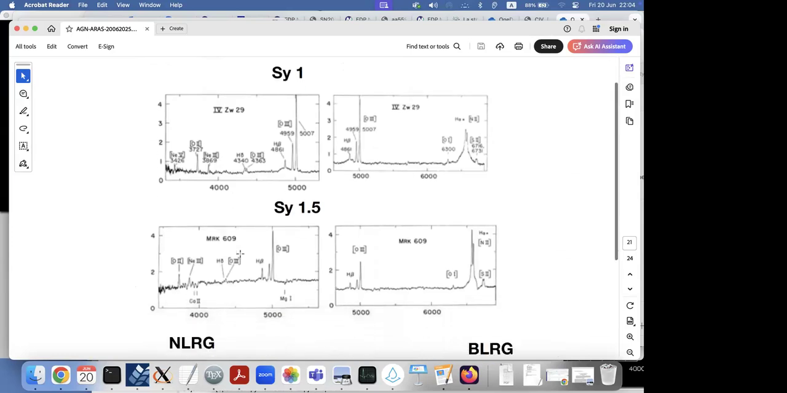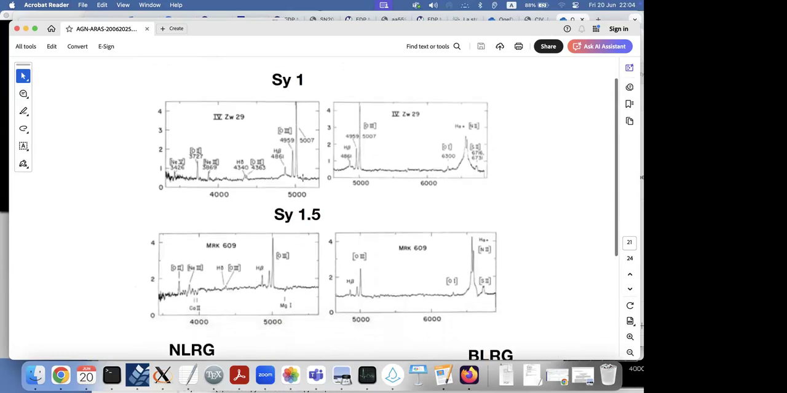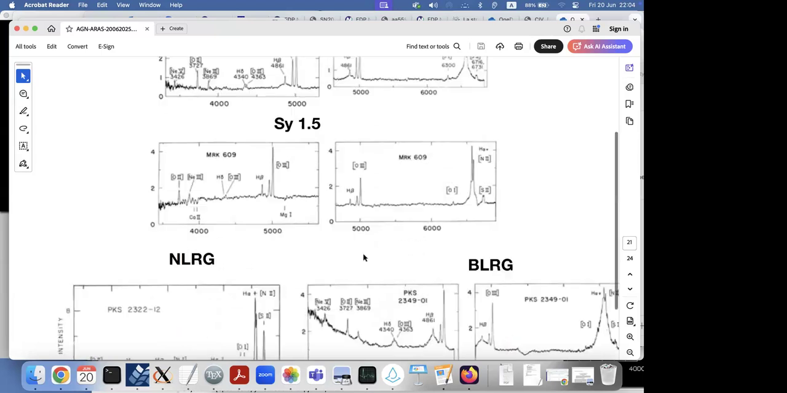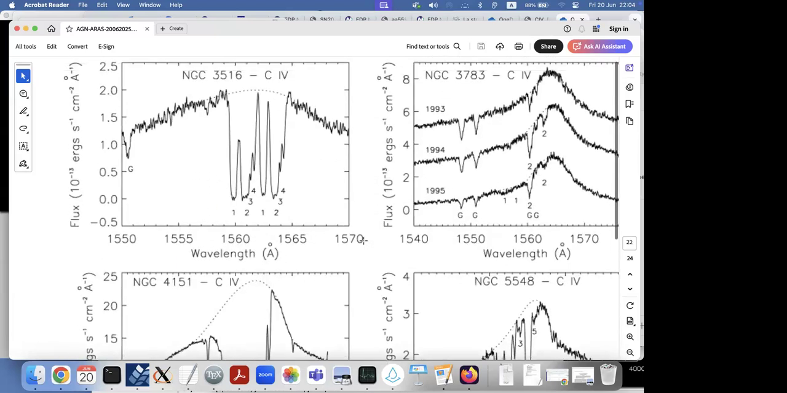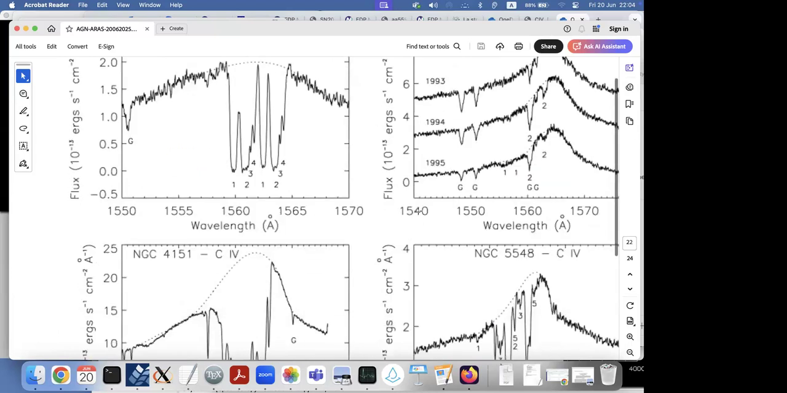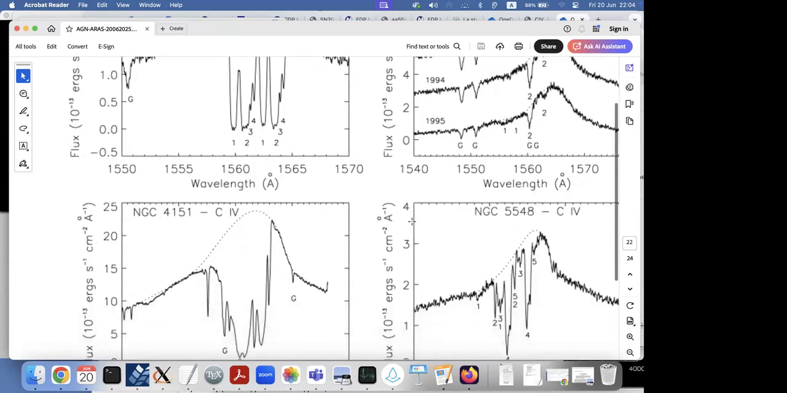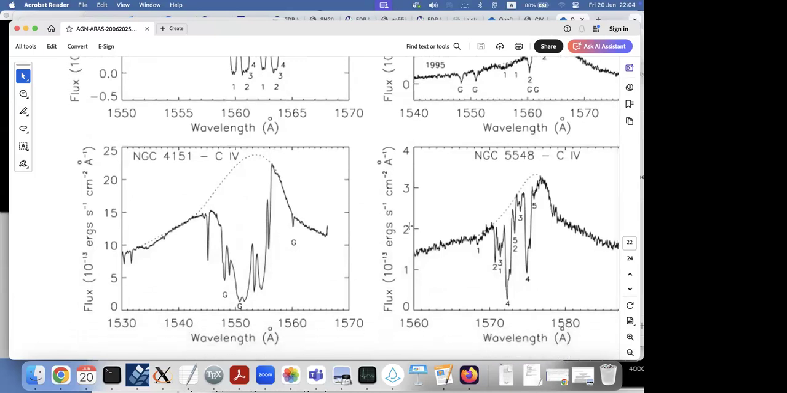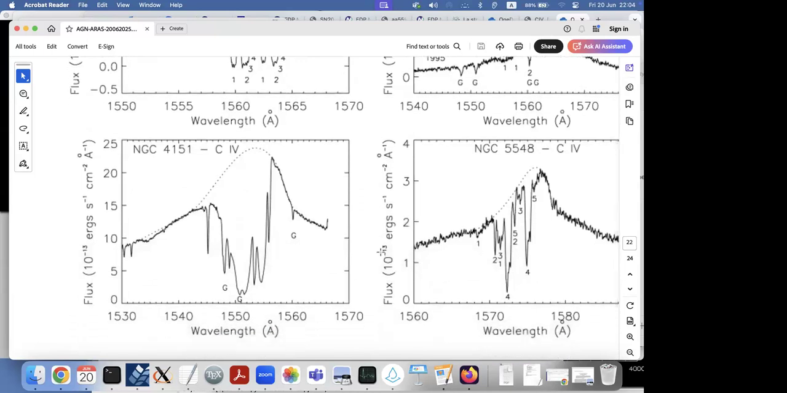And then the comparison of Seyfert 1s, which show the broad wings, Seyfert 1.5, that's sort of intermediate, and then the narrow line and broad line radio galaxies, okay, which are essentially quasars. And then finally, some of the absorption lines that show up when you go to high resolution, that 4151 and 5548 are both Seyfert 1s.